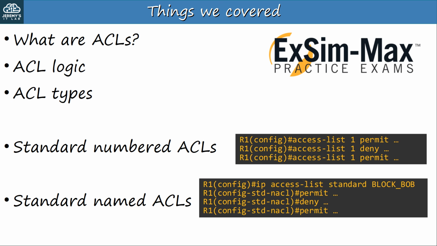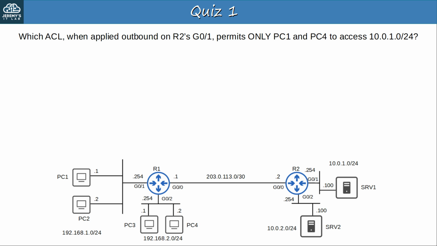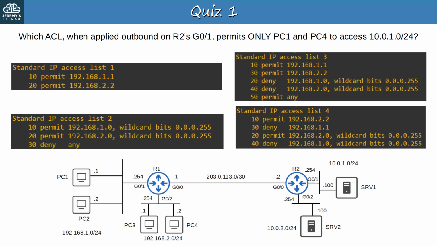Okay, let's go to question 1 of the quiz. Which ACL, when applied outbound on R2's G01, permits only PC1 and PC4 to access 10.0.1.0/24? Here are 4 ACLs. Which one fulfills that requirement? Pause the video to think about your answer.